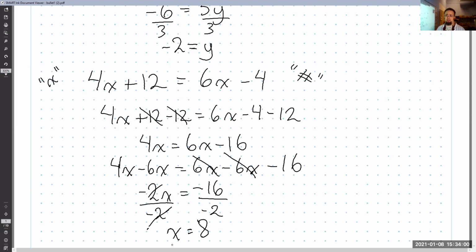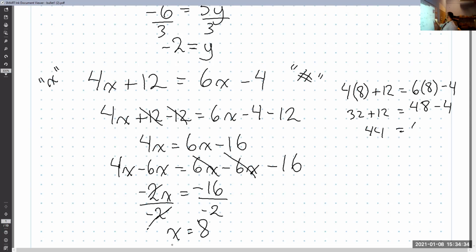Now, to make sure that this is true, I have to plug this back into my equation. Hopefully I'm right. This is one I made up on the fly. So we have 4 times 8 plus 12 is equal to 6 times 8 minus 4. 4 times 8 is 32, plus 12 would give me 44. 6 times 8 is 48 minus 4. Oh, yeah. It's equal to 44.